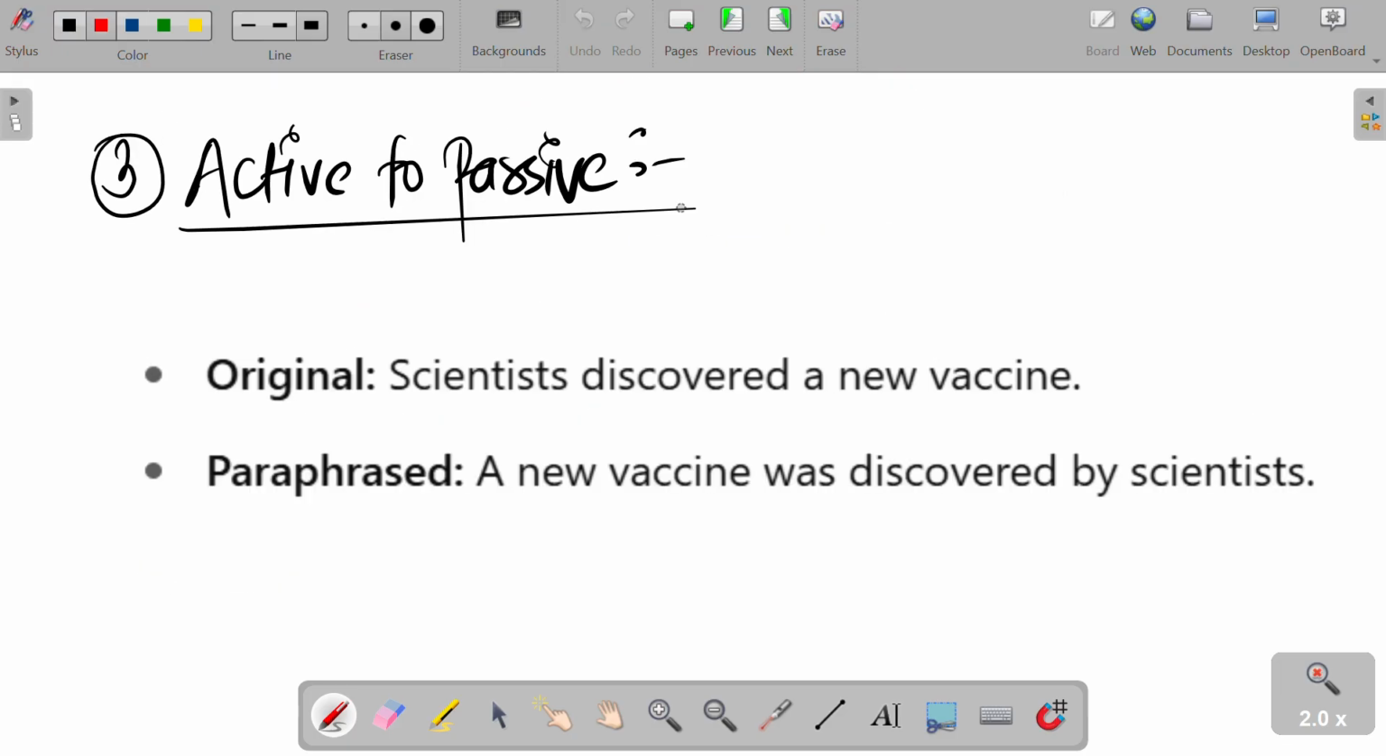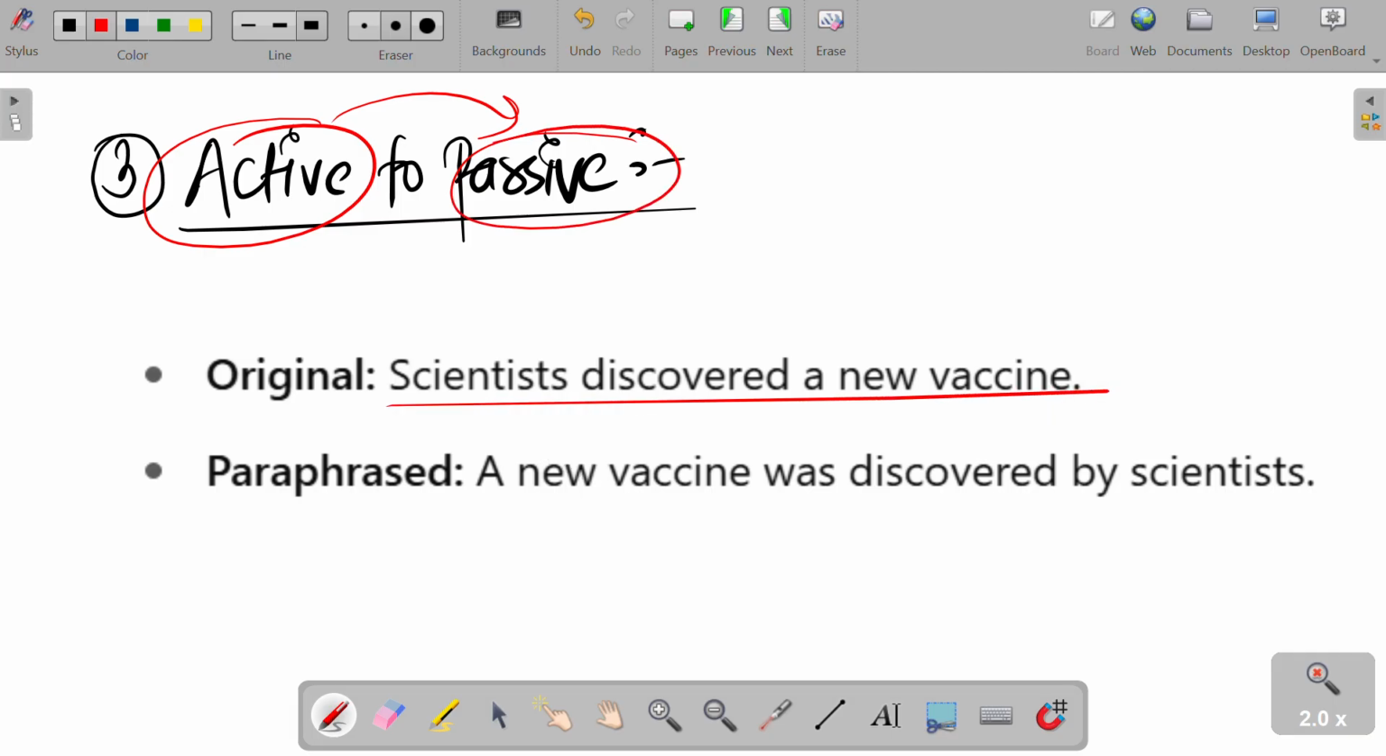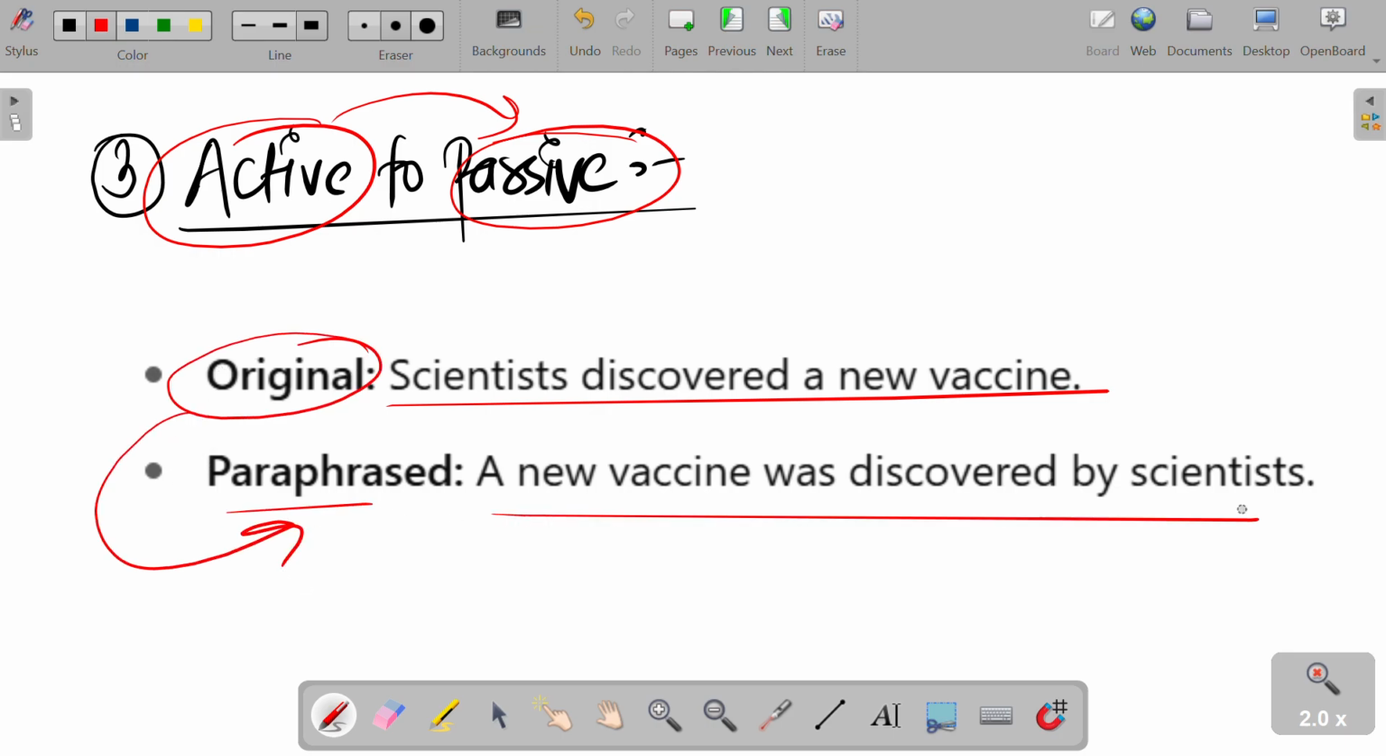Likewise, I was talking about another method where you can change the active voice into passive and change the way the sentence looks. So the original sentence and the paraphrased sentence, it's simply changed from active to passive.